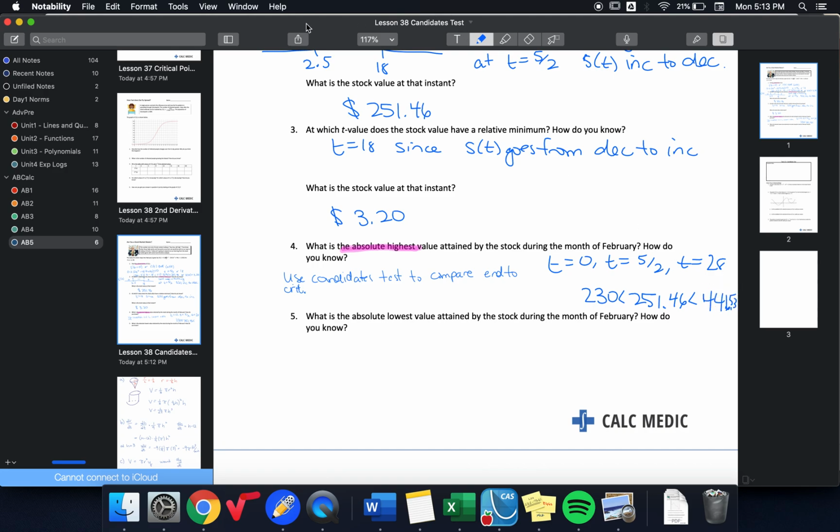446.53. So our last point here, our endpoint, the last day in February, gives us the absolute maximum value. Repeating this again for my absolute lowest, I'm going to do my candidates test, and you need to refer to the candidates test, with 0, 18, and 28. So 18 because I know that was a local min. And I will find that 18 is also my global min.